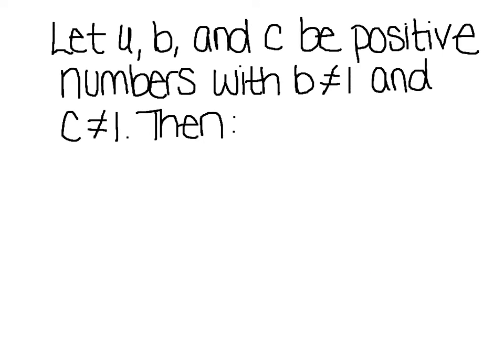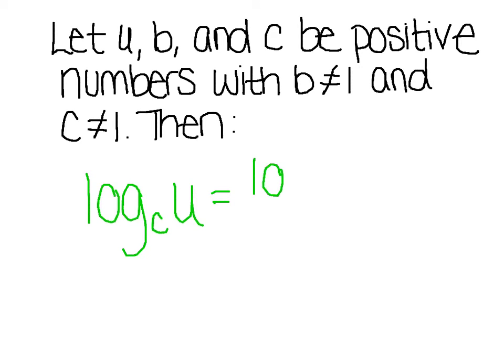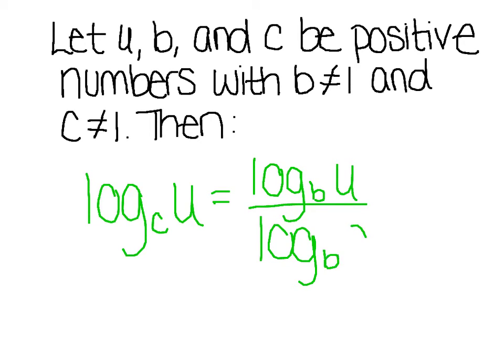So I would write this down. This is the change of base formula. Let u, b, and c be positive numbers where b doesn't equal 1 and c doesn't equal 1. Then log base c of u. So given any log where the base is represented by c and we're finding it of u, the change of base formula says that I can divide log base b of u by log base b of c, and they will be equivalent.